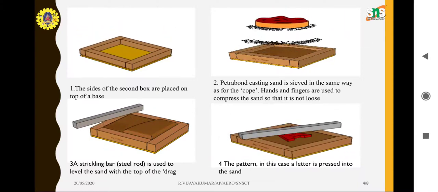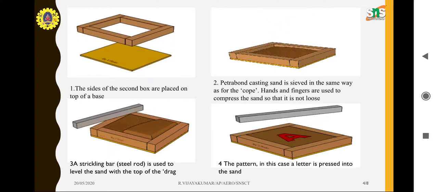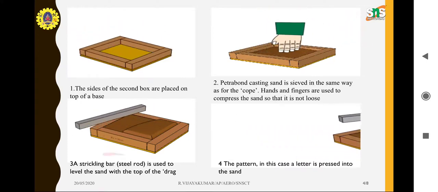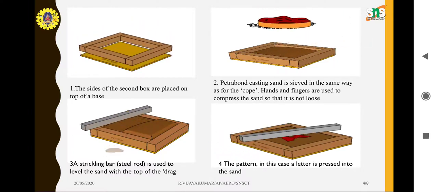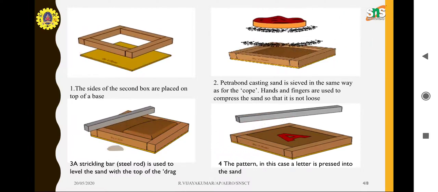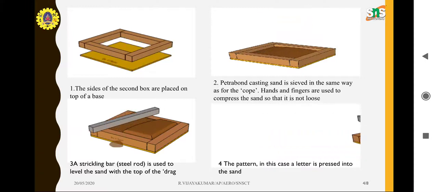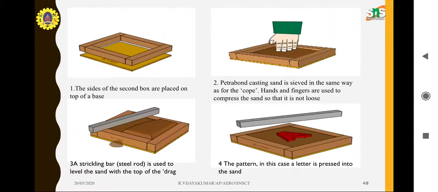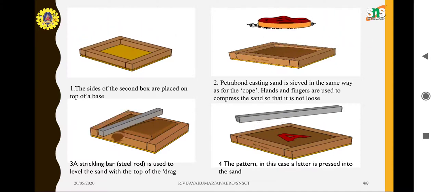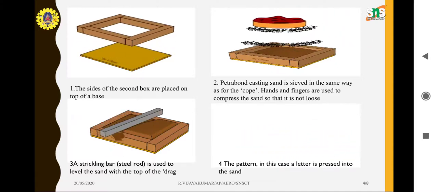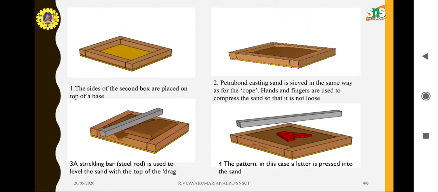So, we are going to take pure sand by using any method of purifying sand. And the third one, we are going to stir the sand using a rod, and level the sand with the top of the drag. Till the top of the box, we are going to level the sand tightly, and place it with a tight pack.